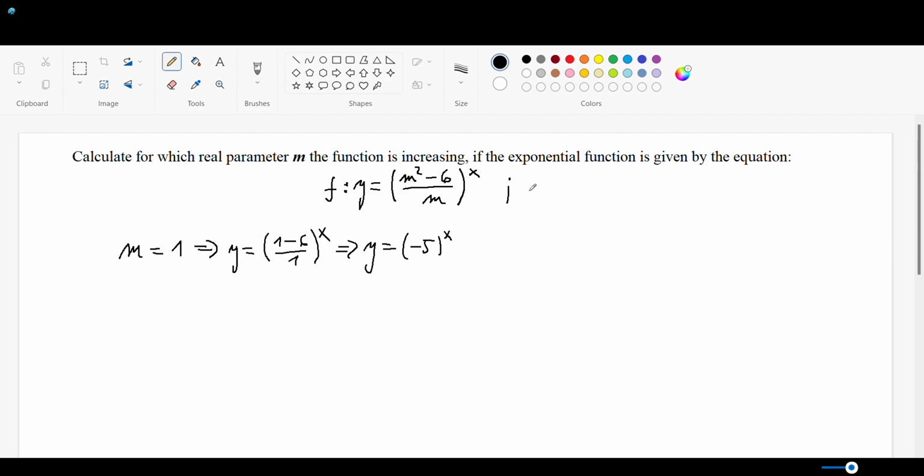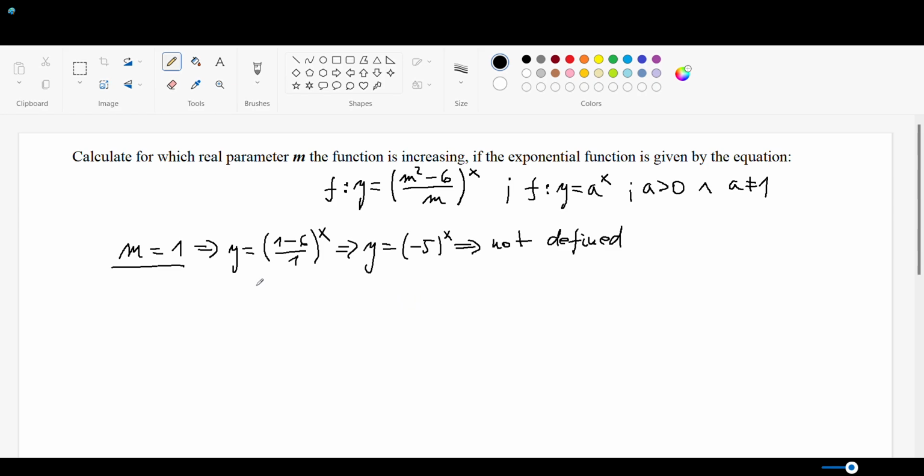Okay, and this is something to remember. As we already know, an exponential function is defined by the equation y equals a to the power of x, where it's necessary that a is greater than 0 and a is not equal to 1. We have already discussed why and what it means, so I'm not going to talk about it again. So if m is equal to 1, then it's not an exponential function.